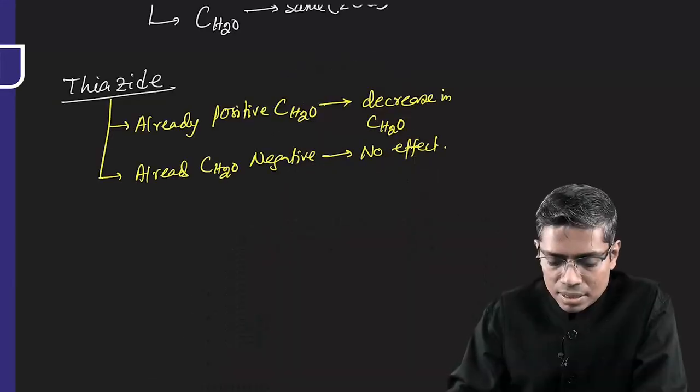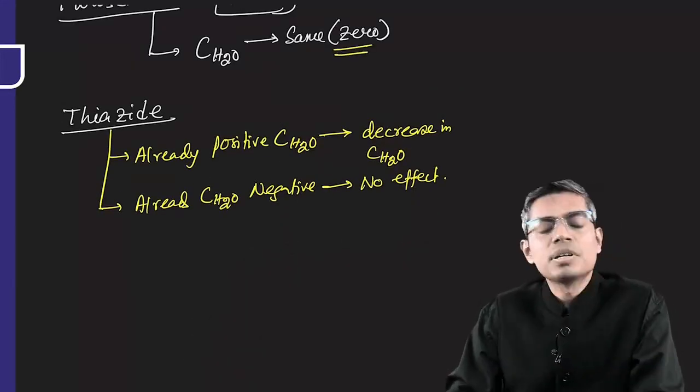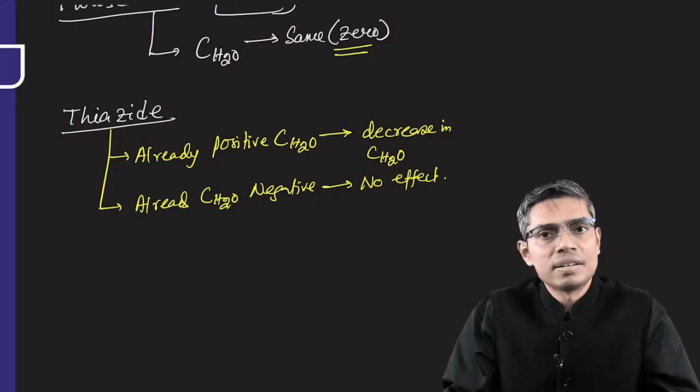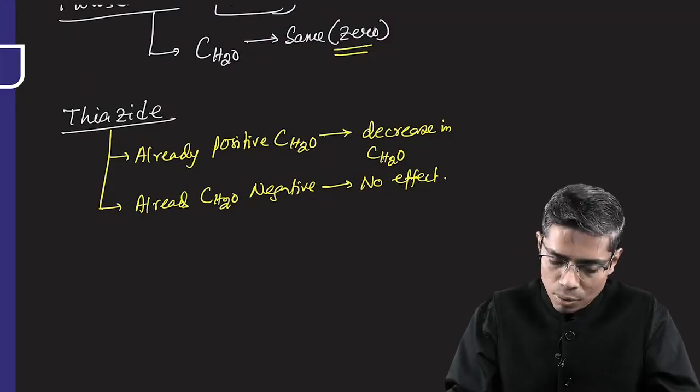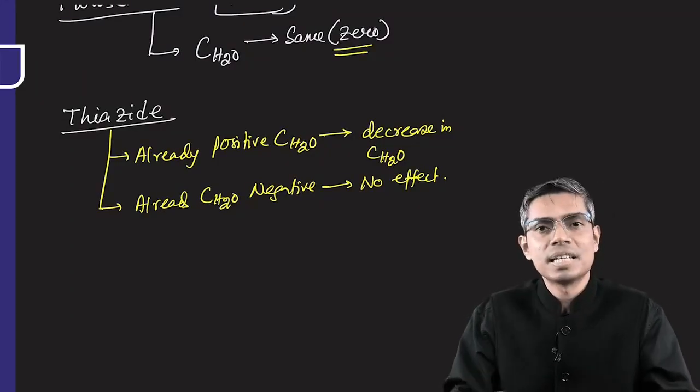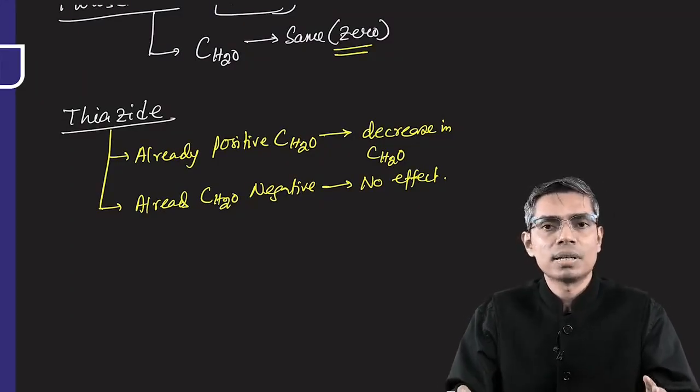Getting my point? Whenever you are giving thiazide diuretics to a patient who has positive free water clearance, excreting a huge amount of free water, it will reduce that. Thiazide will decrease it. But if the free water clearance is already negative, then thiazide diuretics have no effect, and furosemide diuretics also have no effect. The free water clearance will remain 0 in case of furosemide therapy. So this is all about the concept of clearance and free water clearance.